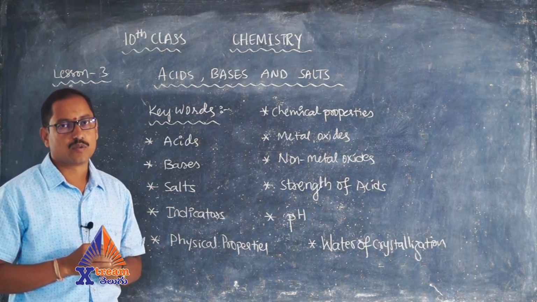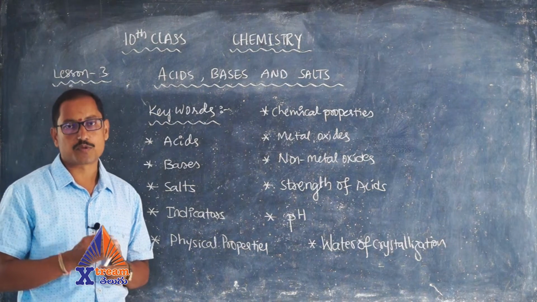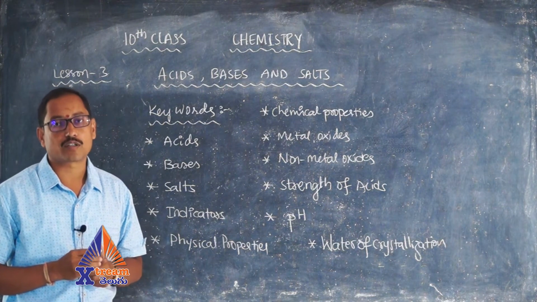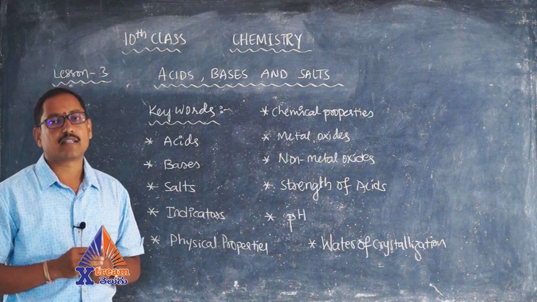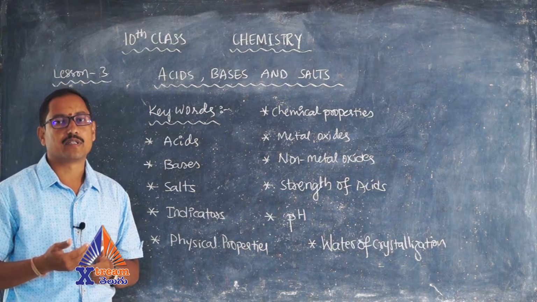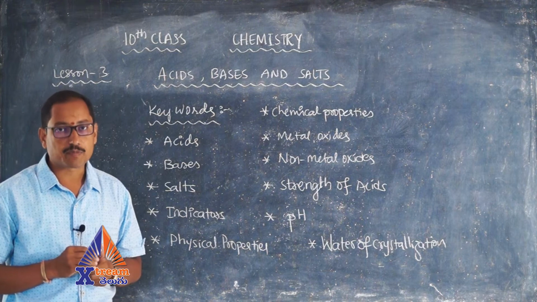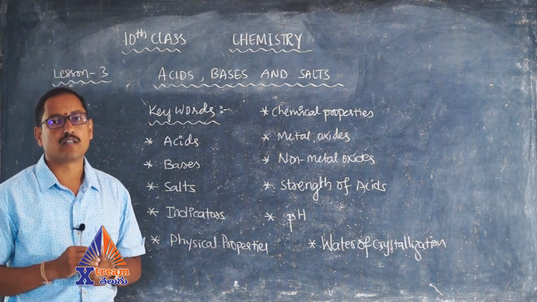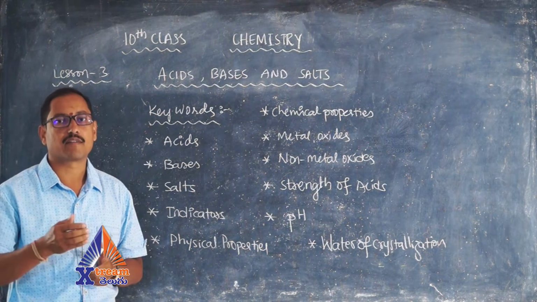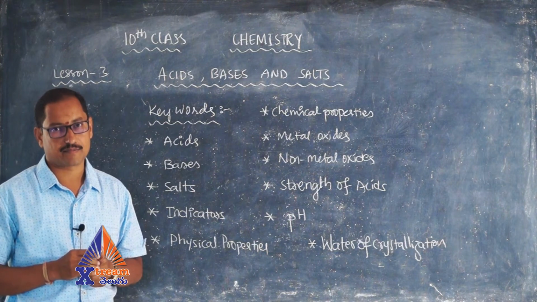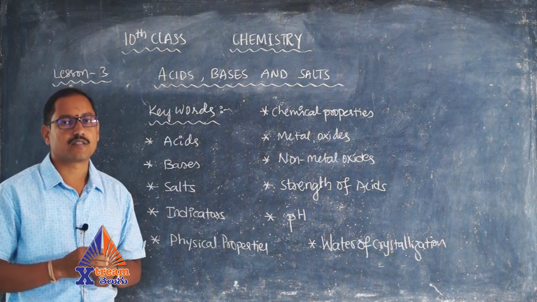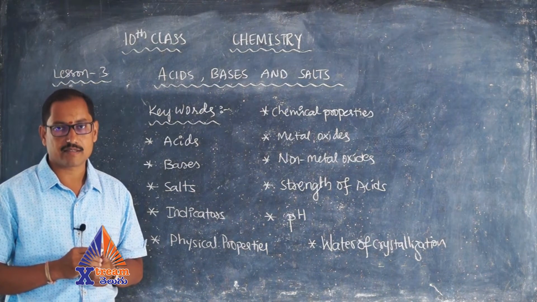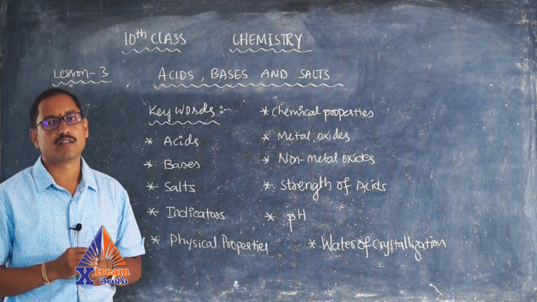Acids are those materials or solutions which have got sour taste and they convert blue litmus paper into red litmus paper. This is what we have learnt in earlier classes. But is it a sufficient explanation or sufficient definition for acids? Answer is no.